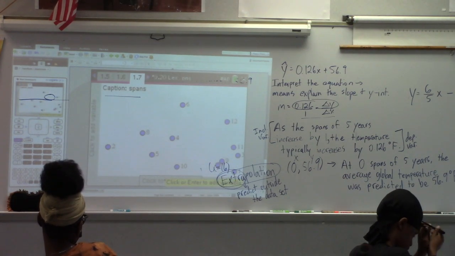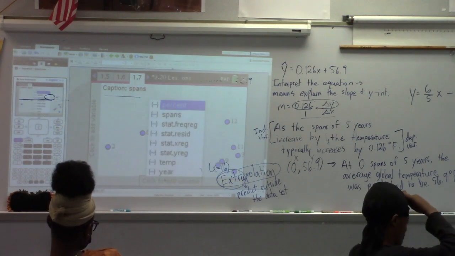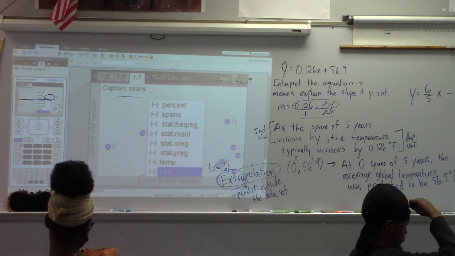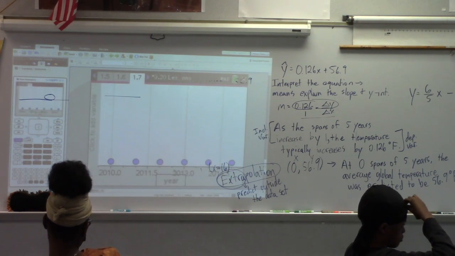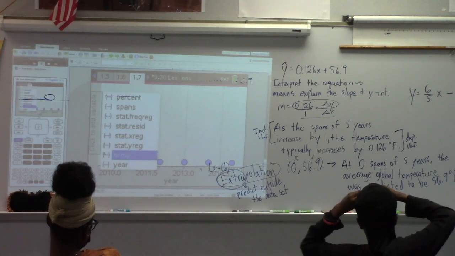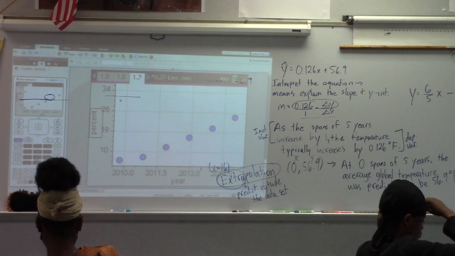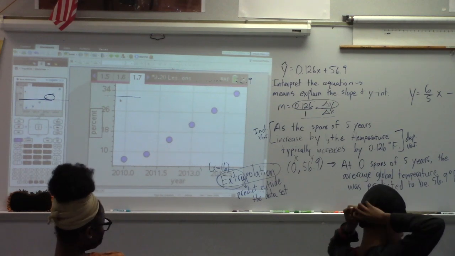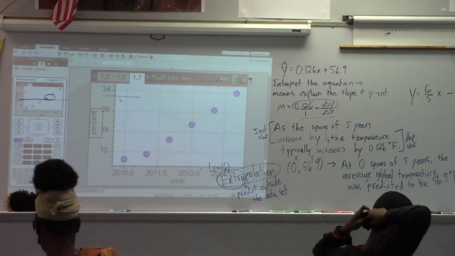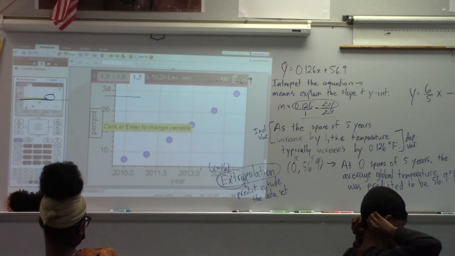What's going to go on the x-axis? Year. The year is the independent variable. And what's going to go on the y? The percent, or whatever you put it in as. Notice once again, and that's fine, it's whatever you want to call it. Notice once again, what shape do we see? A line. A linear shape, a line.